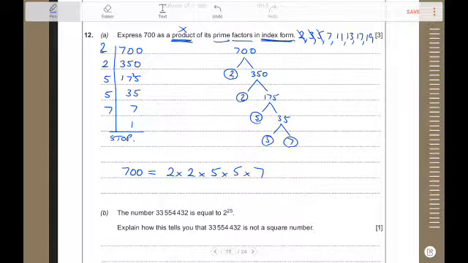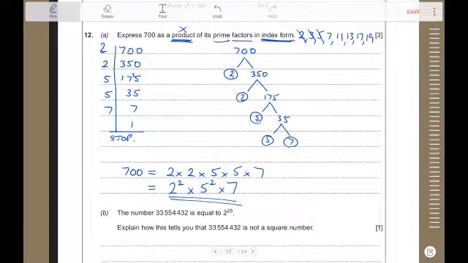Now we haven't done the last bit, which is index form. And that means using indices, using powers. So we combine common factors that you can see in there. So we've got 2 2s. So instead of 2 times 2, I can write 2 squared. Times, I got 2 5s. So instead of 5 times 5, I can write 5 squared. And I've got 1 7. And there we have my final answer. That's the product of prime factors in index form.